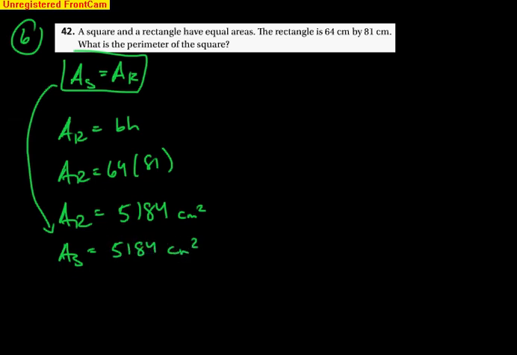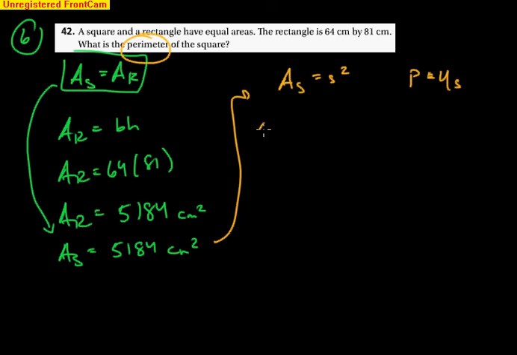Okay, so now how are we going to use that? Well, let's bring that up here. Area formula for a square is s squared. Now, I want the perimeter of the square. So to find the perimeter, the formula for a square is 4s. So I need s. Somehow I have to use the area formula to find s.